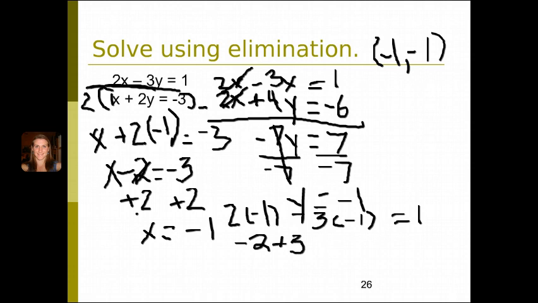In the second equation, we would plug in negative 1 plus 2 times negative 1, and that should give us negative 3. Two times negative 1 will give us a negative 2. And negative 1 minus 2 gives us a negative 3, which checks out.